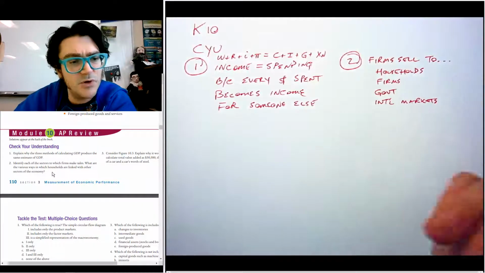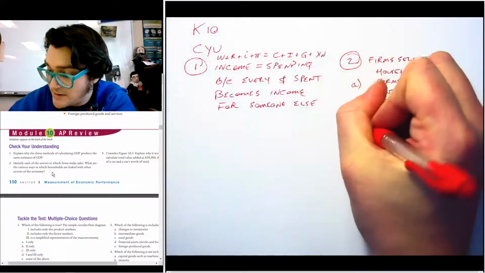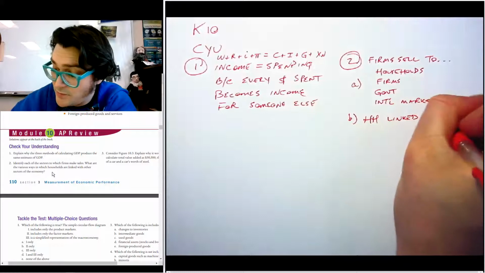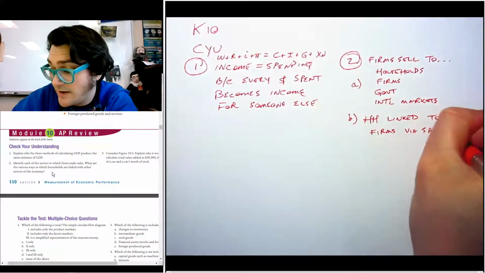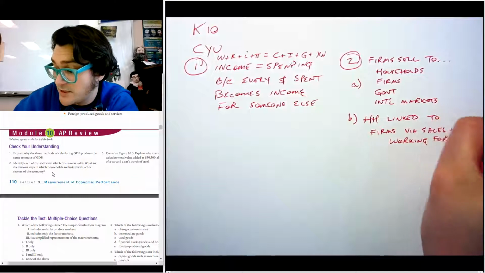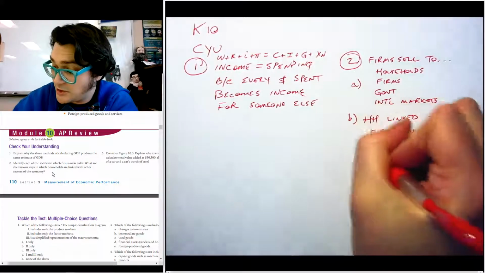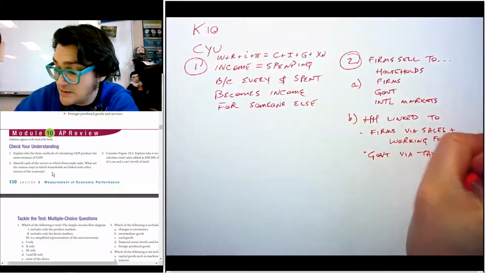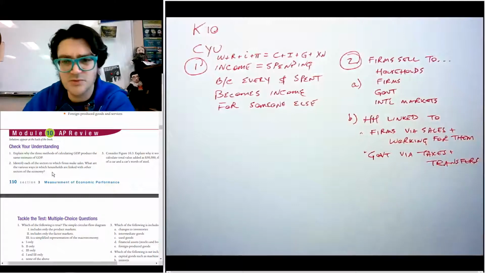The second part of this question says, what are the various ways in which households are linked with other sectors? Well, households are linked to firms via their sales and working for firms. So we have that factor market interaction, and they're linked to government via taxes and transfers. There's a lot of words in this one, sorry.